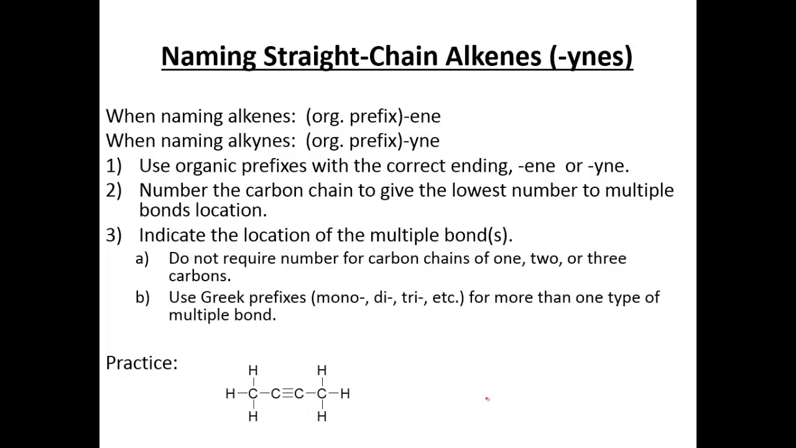For the second one, we've got a 1, 2, 3, 4 carbon chain, and we have a double bond. So 4 carbons again, butene, but now it's at the 1, 2. The second carbon is where the double bond starts. So now this is going to be 2-butene. Double bond is what we're showing here at the second carbon.